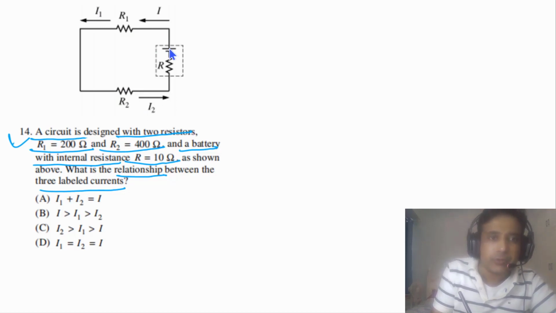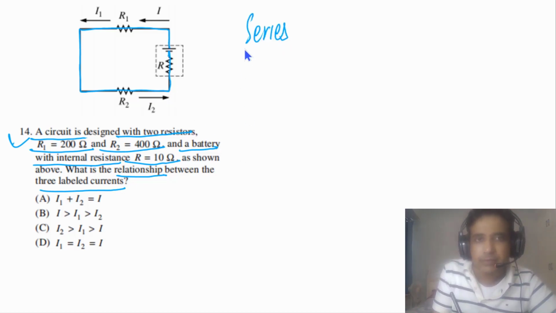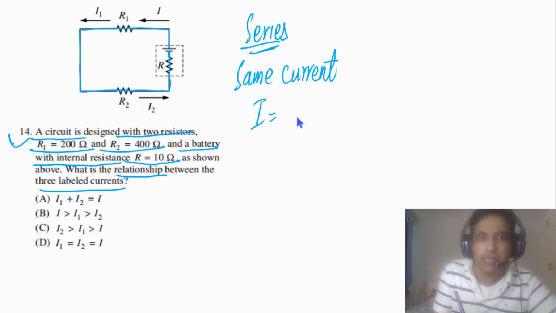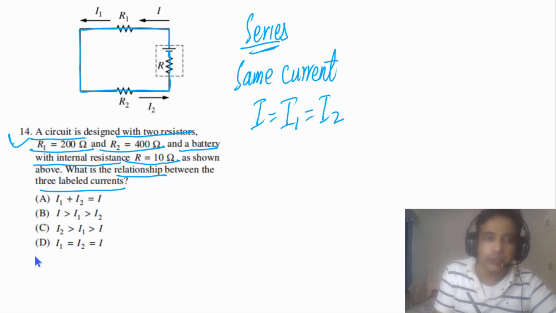So first thing we need to understand is that all these components are connected in series, which means charge has only one way to flow. So current passing through each resistor has to be the same. As these components are connected in series, the same current passes through each component. So it simply means that I has to be equal to I1 and I1 has to be equal to I2. So the answer for this question is D.